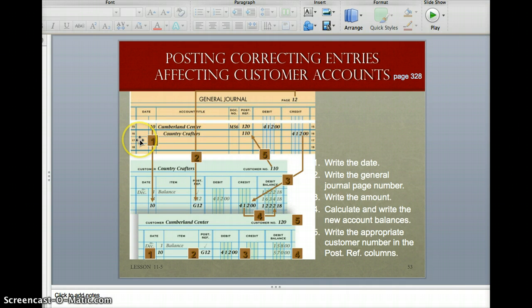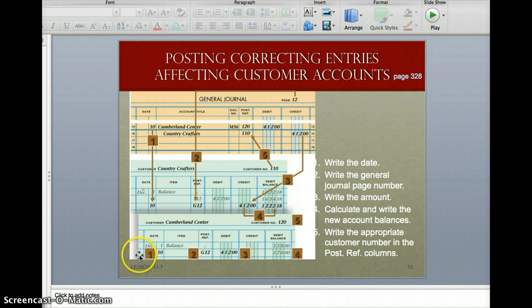Here's our general journal entry, and here's where we're posting it to. So in Country Crafters, it's on the 10th. It's from the general journal, page 12, and we are crediting 412, just like here. And then that's going to subtract that $412 that should have never been put in there, so they never should have owed that. So now their correct balance is back down to $1,222.18.